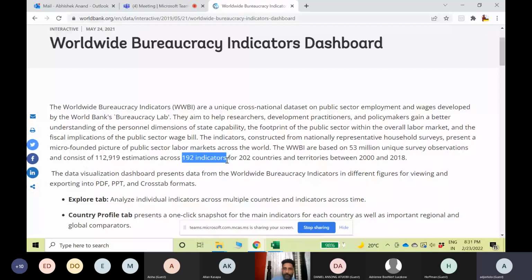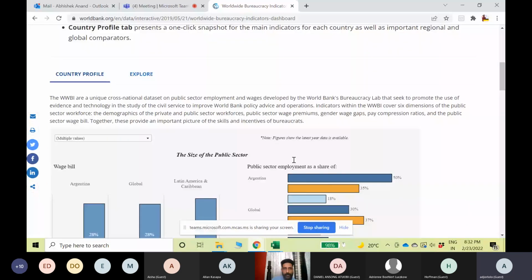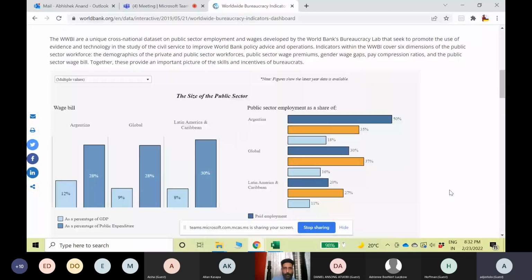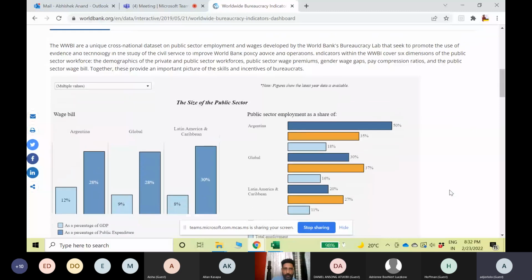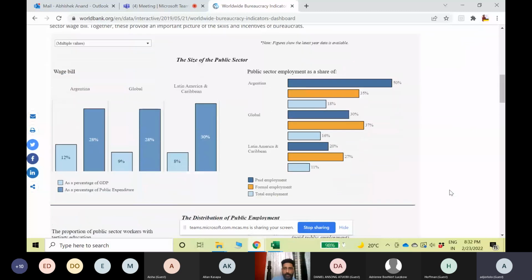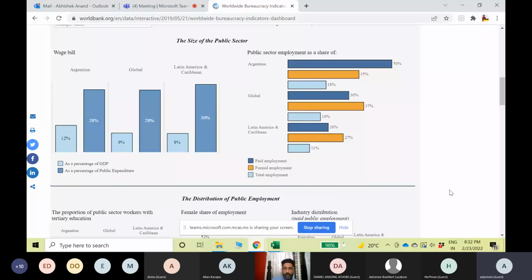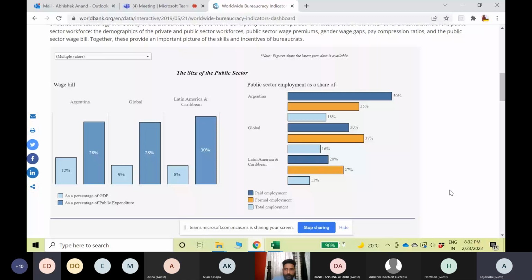Now, when you scroll down, you would see a few charts. You don't have to do anything. I mean, the moment you open the website, and when you scroll down, you would see all these charts. Do you all see the chart? Yes, I have seen it. Okay, great. So by default, basically here you would see Argentina, and Argentina is compared with global average, and Argentina is also compared with Latin American and Caribbean countries.